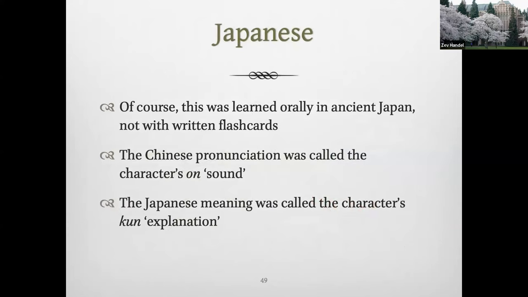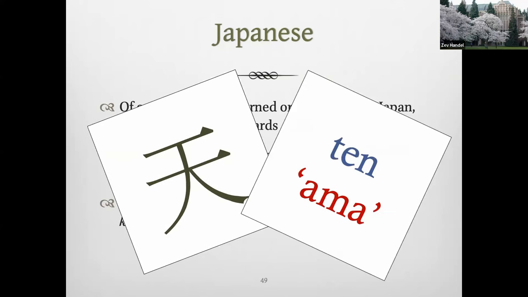But if you were in ancient Japan, you would be memorizing a Japanese accented pronunciation. And the way you learn the meaning is you would remember a Japanese word, your native language, that means the same thing as the Chinese word. So when you are learning the Chinese pronunciation, in Japanese, that's called the character's on, the sound of the character. And when you're translating into Japanese to remember the meaning, that's called the character's kun, the explanation in your own language. So the character is memorized as pronounced ten and meaning ama, ama being the Japanese word for sky.